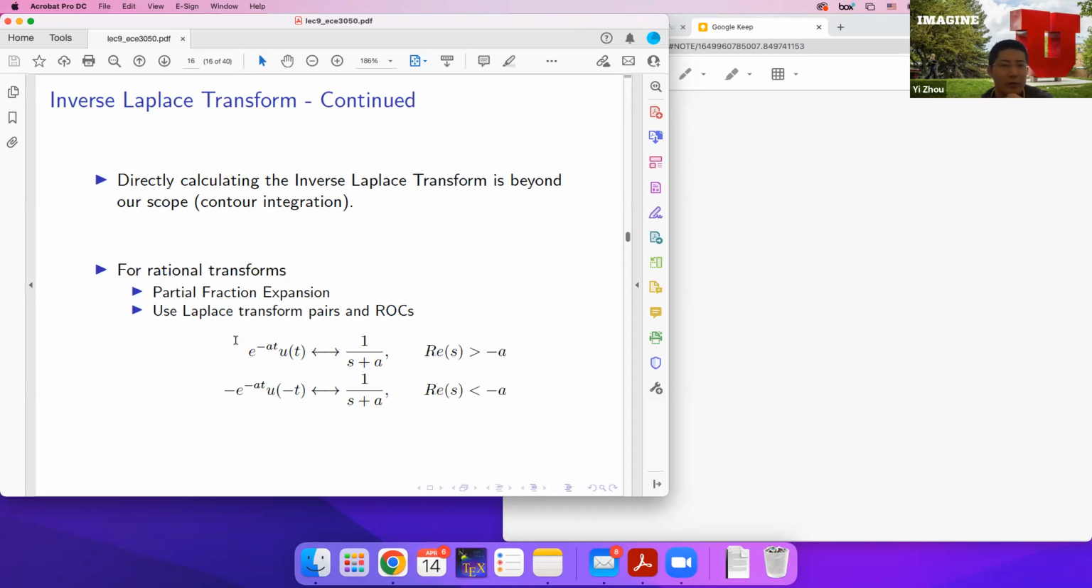For example, these two here, we have seen in the Fourier transform pairs. These would be the two Laplace transform pairs that we will see frequently. This causal signal corresponds to such a Laplace transform with this region of convergence. And this one corresponds to the same Laplace transform, but with a completely different region of convergence. So this is our basis.